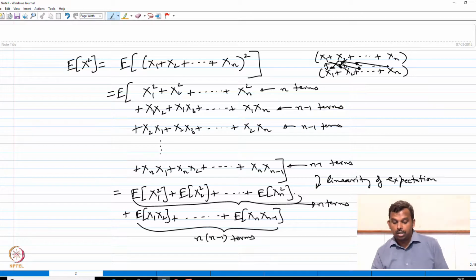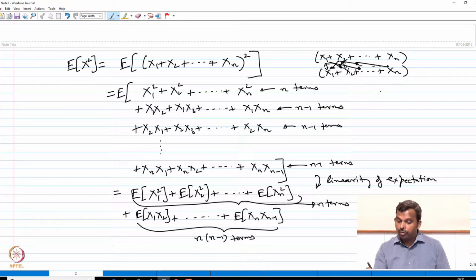All of them together I can group, and I used linearity of expectation. So how did I get n times (n minus 1)? You see there are n minus 1 terms here, and then n minus 1 terms here, so on till n minus 1 terms here. How many such things are there? n, from x1, x2 to xn. So you have n of those, so n times (n minus 1).